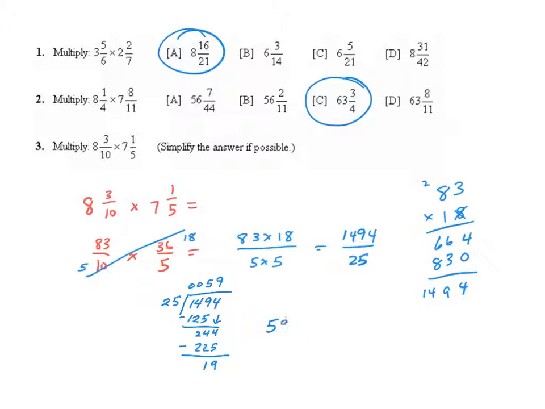So we have 59 and 19/25. 19 is prime, and it is not a factor of 25, so we are in simplest form.